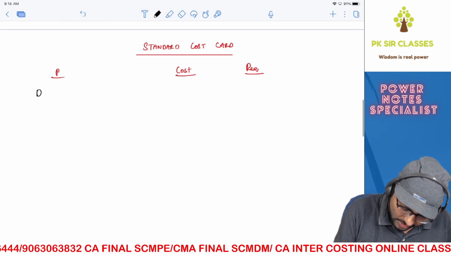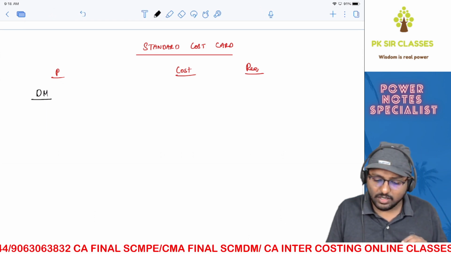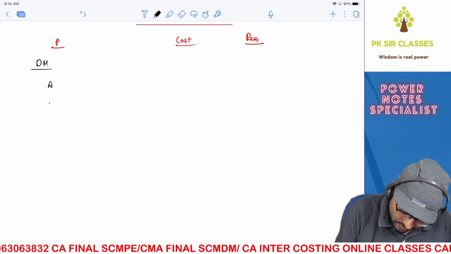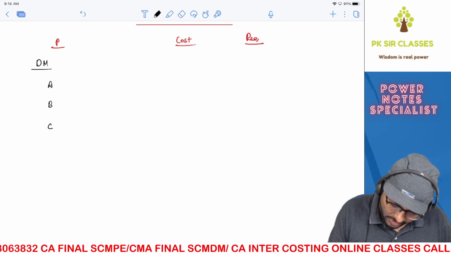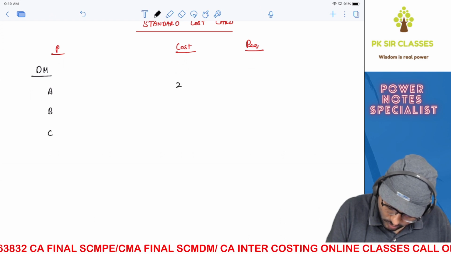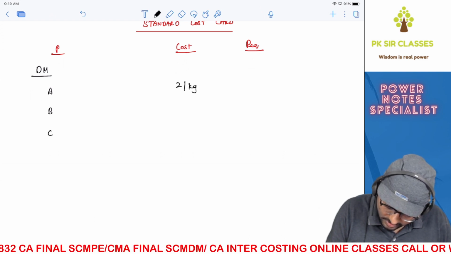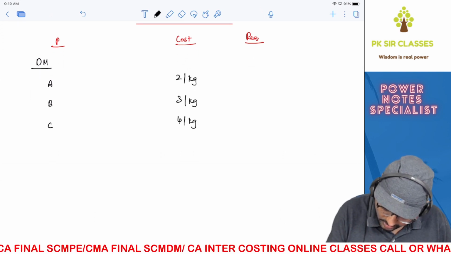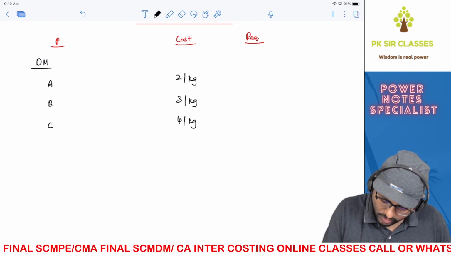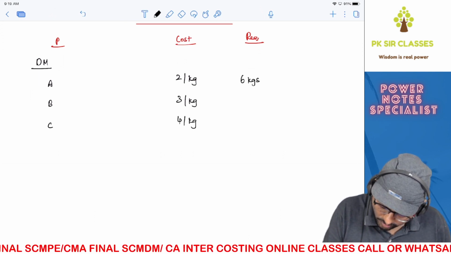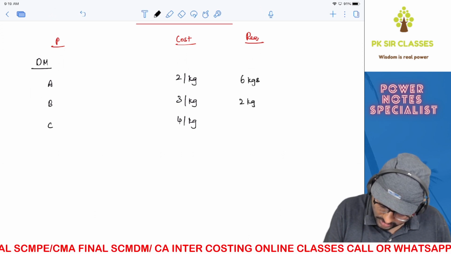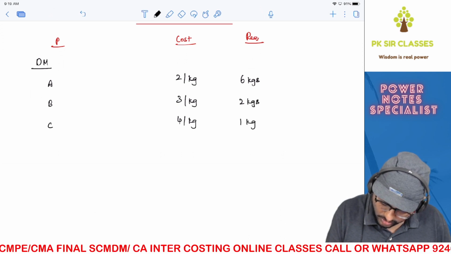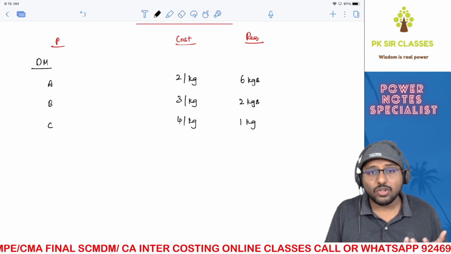So first I'll start with direct materials. Let's say this particular product called spool requires three types of direct materials: A, B, and C. And coming on to cost column, A is 2 rupees per kg, B is 3 rupees per kg, and let's say C is 4 rupees per kg. Let's put it that way. Now the requirement is you need 6 kgs of A, and let's say 2 kgs of B, and let's say 1 kg of C.